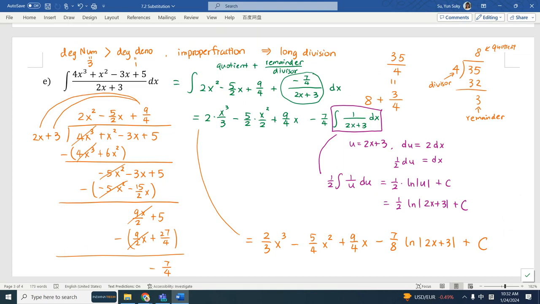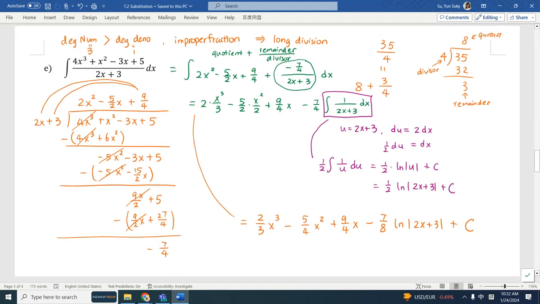When you see improper fraction, long division. The polynomial part you can integrate, and then the remaining parts use substitution. Okay, good. All right. So, any questions about part E?